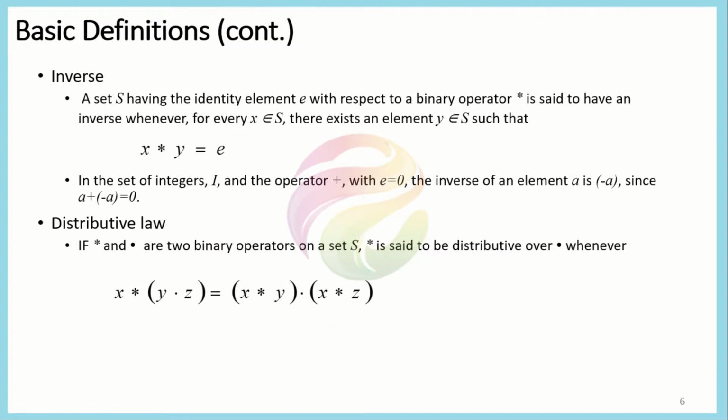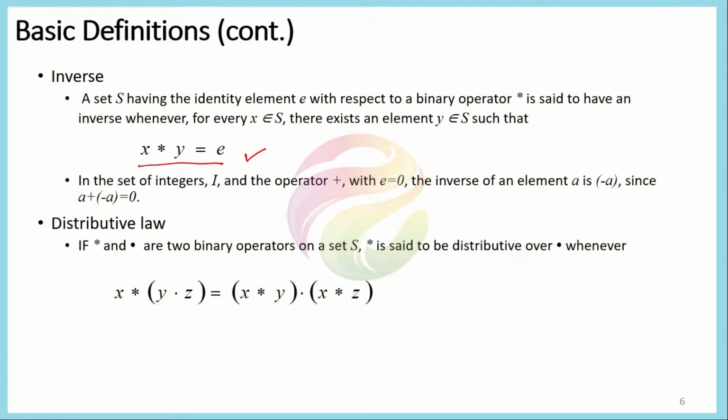Very much related to the identity element is another thing, the inverse. A set S having the identity element E with respect to a binary operator is said to have an inverse if there exists an element y that also belongs to the same set S such that if you apply this operator, it will result in the identity element. It means that the inverse will exist only if this equation is true. There is some kind of inverse of x, represented as y, so that if you apply the operator, that will result in the identity element.